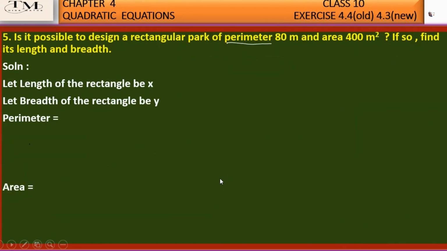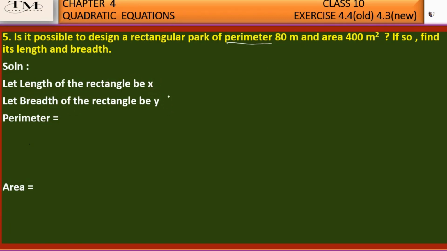So let me go to the last problem of this session. Is it possible to design a rectangular park of perimeter 80 meter and area 400 meter square? If so, find its length and breadth. So there is a rectangular park whose perimeter is 80 and area is 400 meter square. So I am going to assume the length and breadth as x and y.